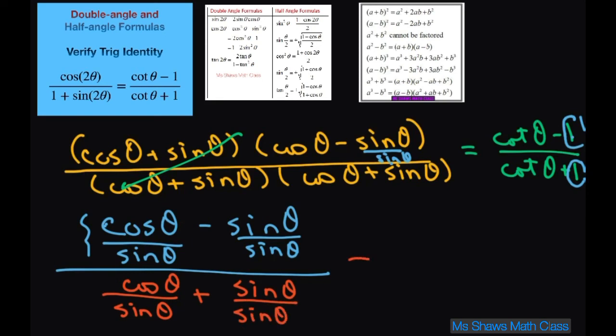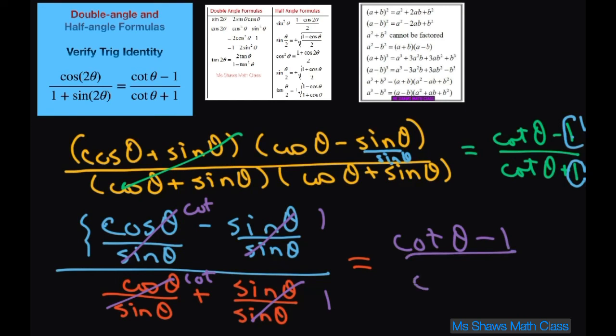Now what happens is you get these both equal 1. So this is a 1 and this is a 1. And these both are cotan. This is cotan and this is cotan. So we do get our desired result of cotan of theta minus 1 divided by cotan of theta plus 1.